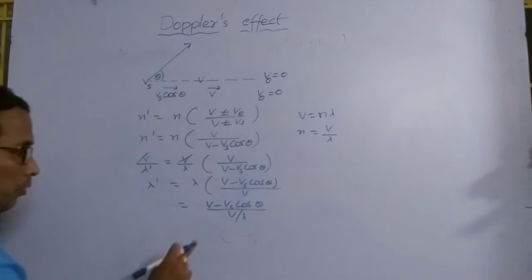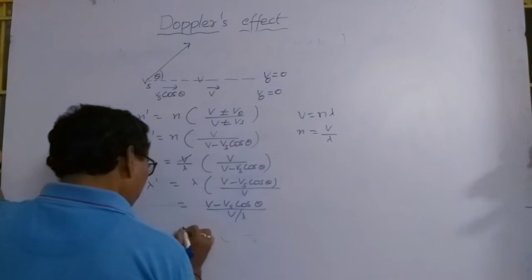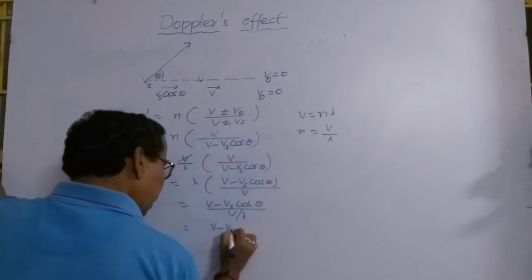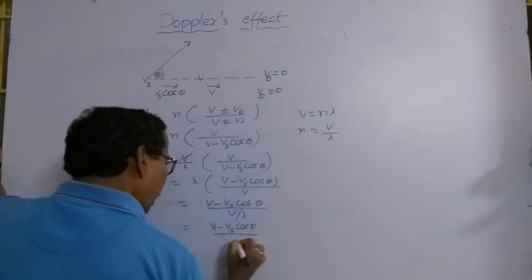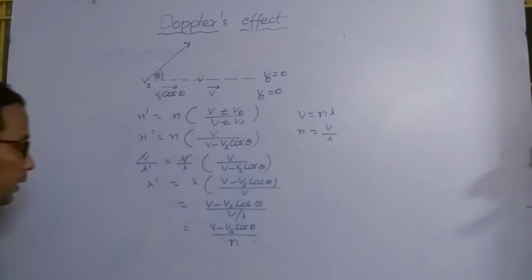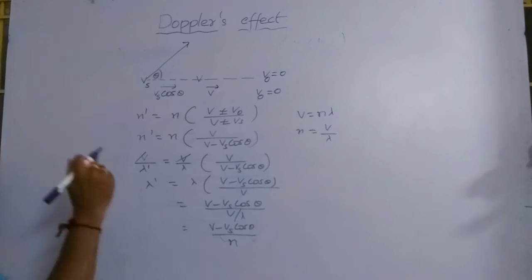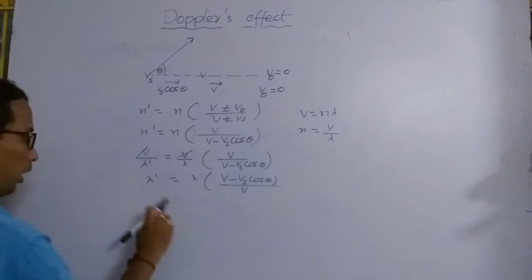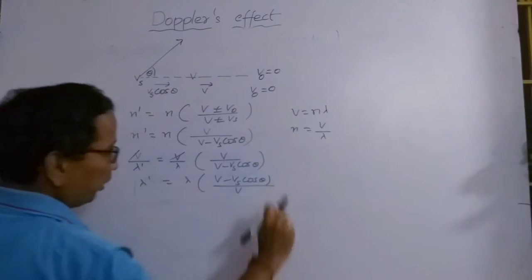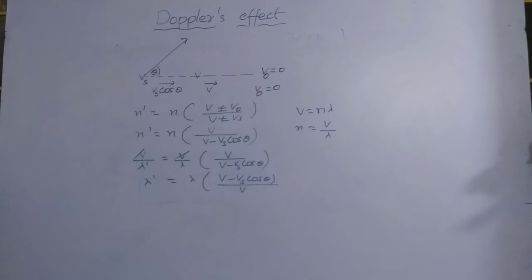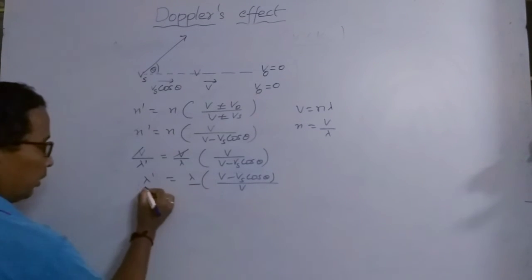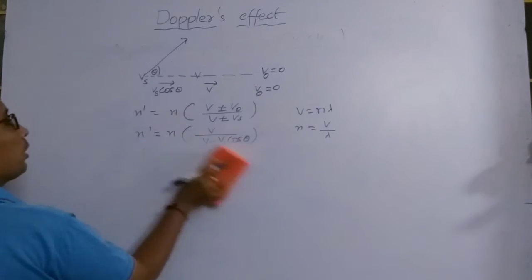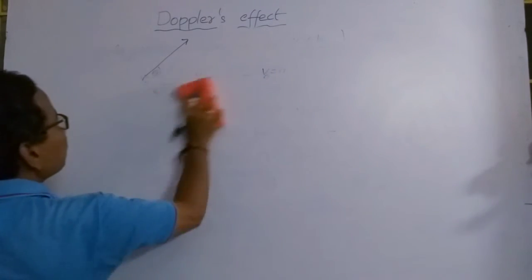Taking lambda in the denominator, that equals (v minus vs cos theta) by v by lambda. V by lambda means velocity by wavelength, which is frequency. Then it is nothing but 1 by (v minus vs cos theta) by n. So if it is mentioned in terms of wavelength, no need to write this one. Lambda dash is equal to lambda into (v minus vs cos theta) by v. This is the natural wavelength, and this is the apparent wavelength. Simply write it like this in terms of wavelength.